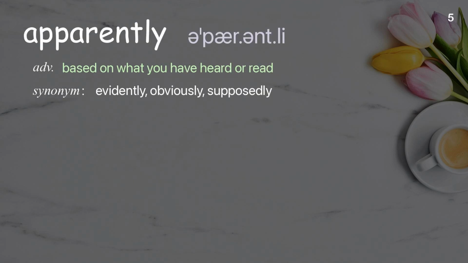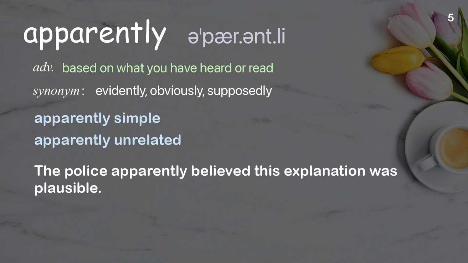Apparently. Based on what you have heard or read. Examples: Apparently simple. Apparently unrelated. The police apparently believed this explanation was plausible.